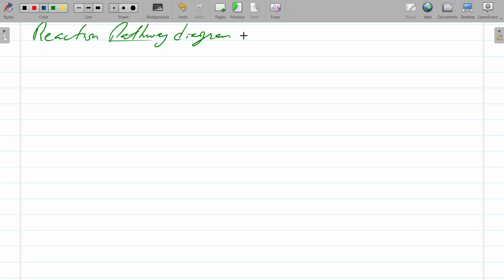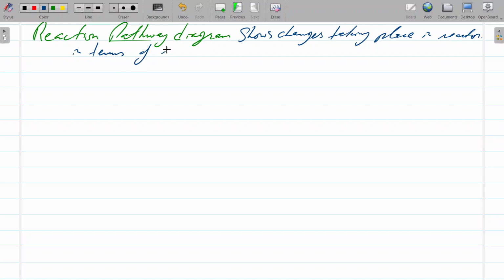Alright, so a reaction pathway diagram shows changes taking place in a reaction in terms of energy. Right, and so generally for an exothermic versus an endothermic reaction, what will it look like, and what does it look like anyway?